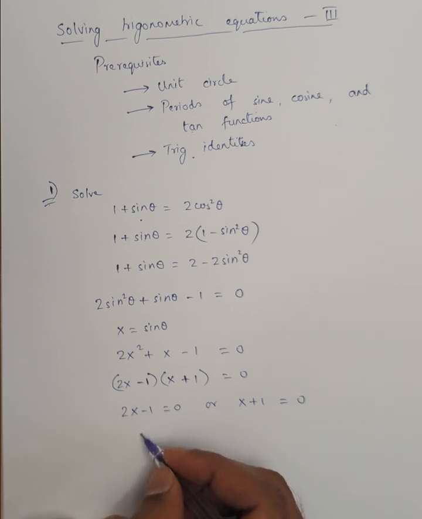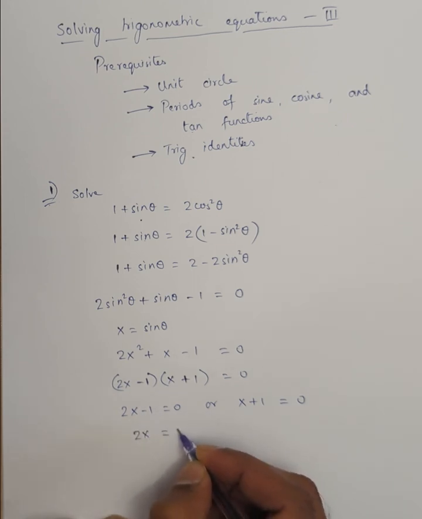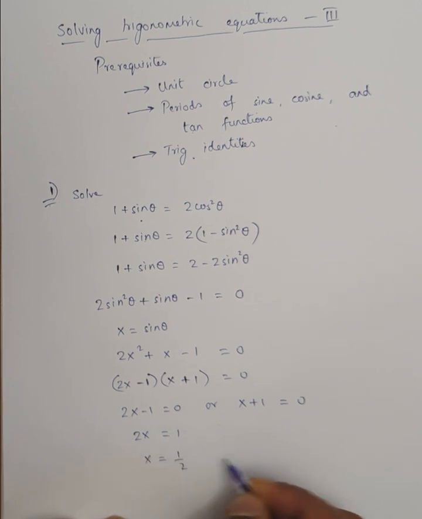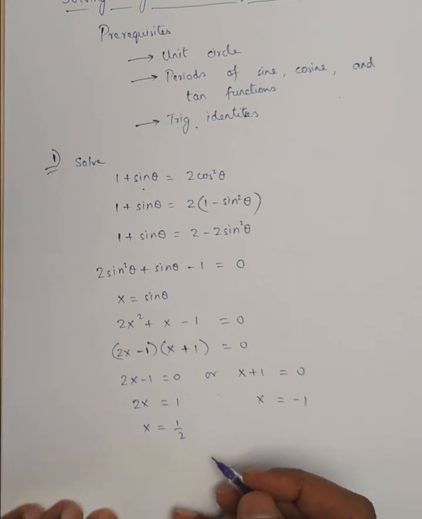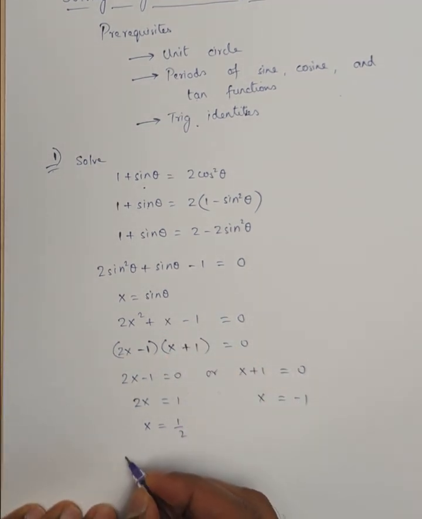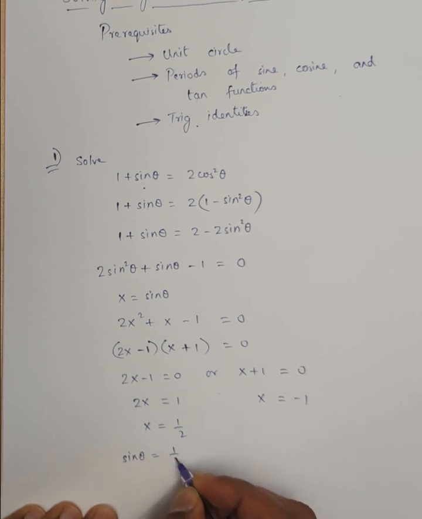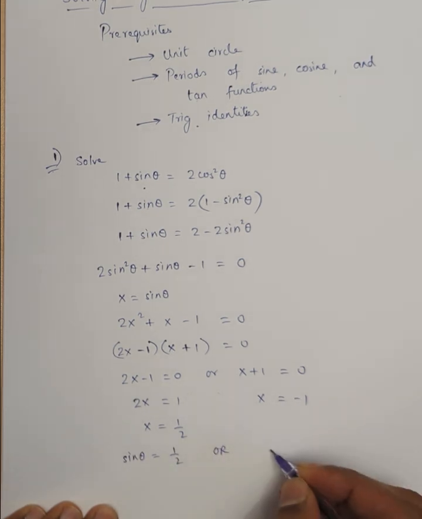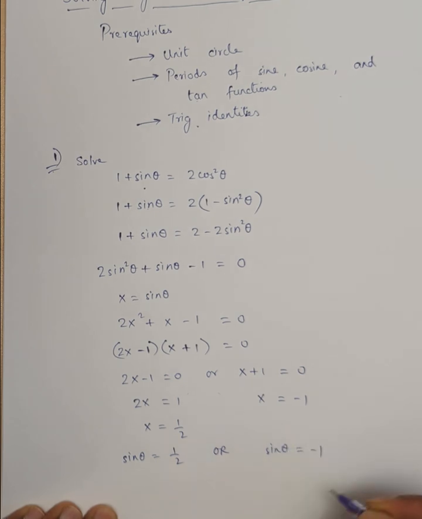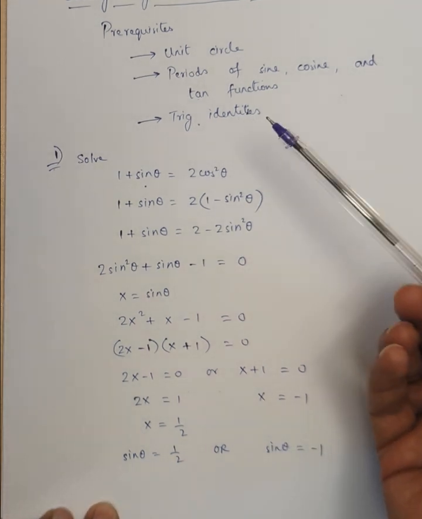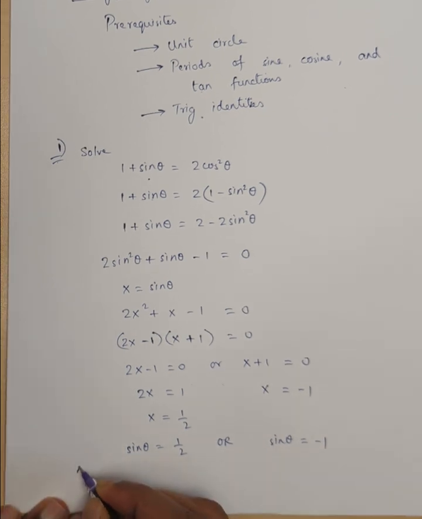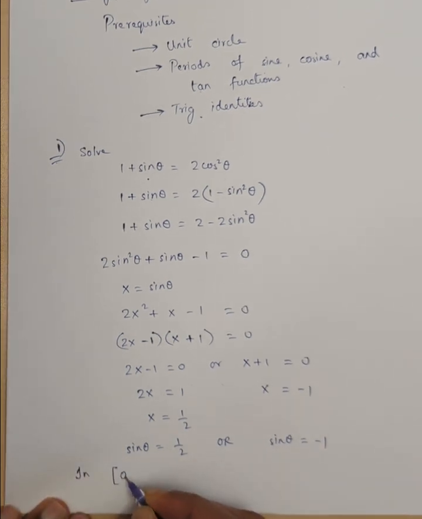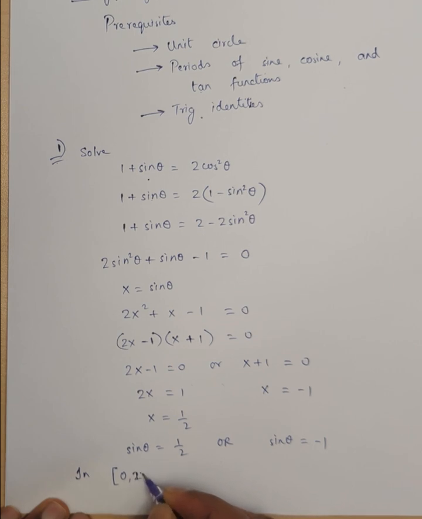And when I add 1 on both sides, I get 2x equals 1, or x equals half. And from here, I get x equals negative 1. Now, x was sine theta, so I'm going to write sine theta equals half. And from here, I get sine theta equals negative 1. Now, since the period of sine is 2 pi, I'm going to find all those values of theta in the interval 0 to 2 pi.